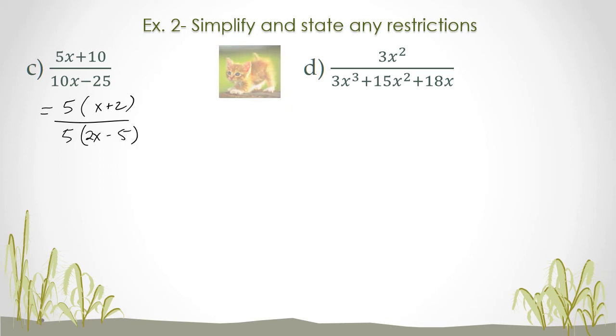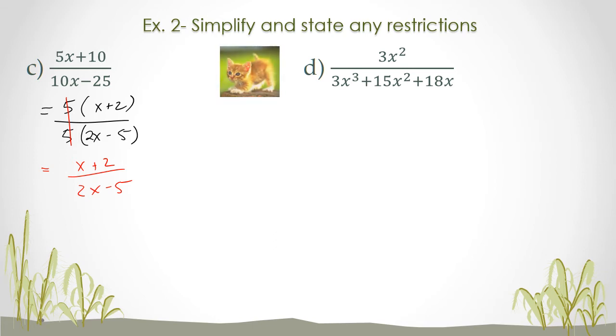Now we can start canceling. Those cancel, right? 5 divided by 5 is 1. And all we're left with is x plus 2 over 2x minus 5. And now we can cancel out the 2's and the x's, right? No! We don't want to kill any kittens. Can't cancel, we're adding and subtracting. That's it. Now we've got to state our restrictions.